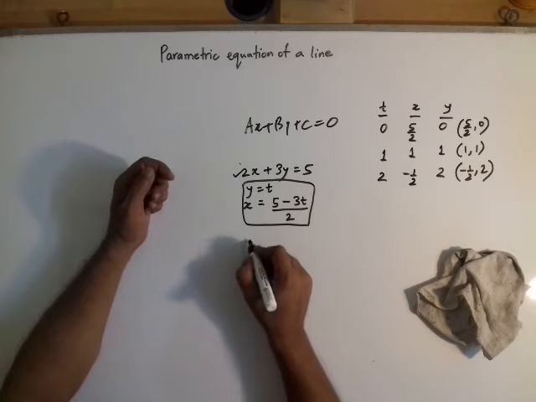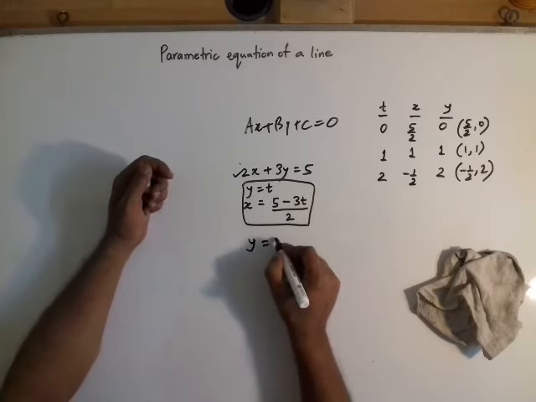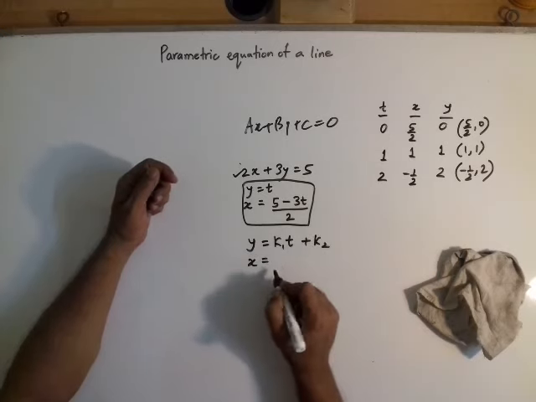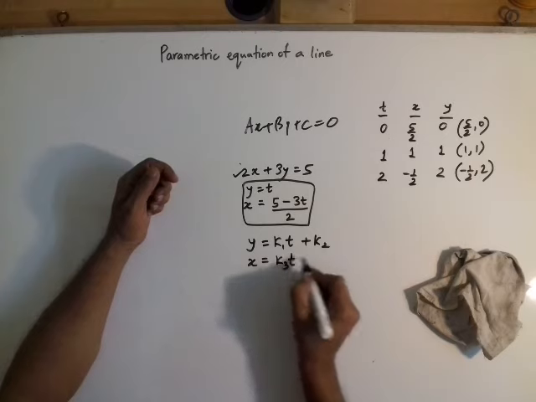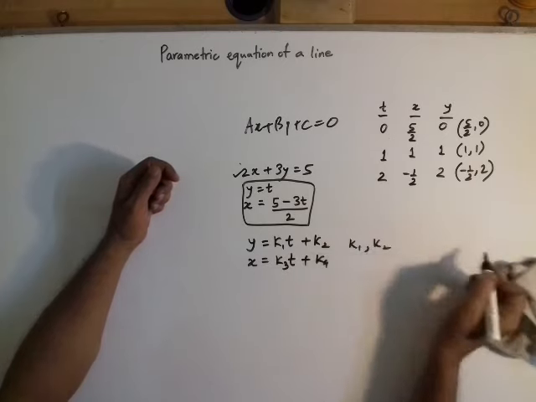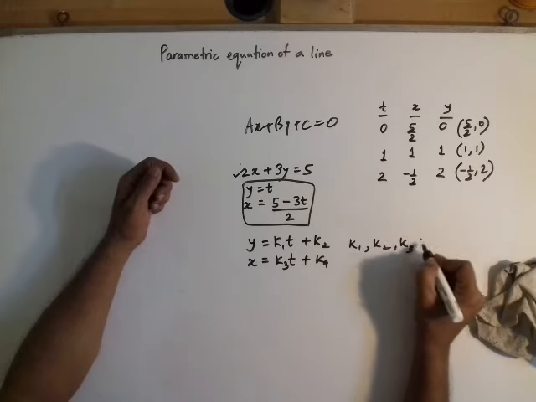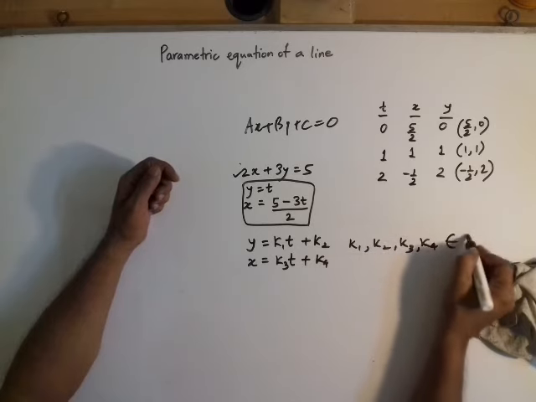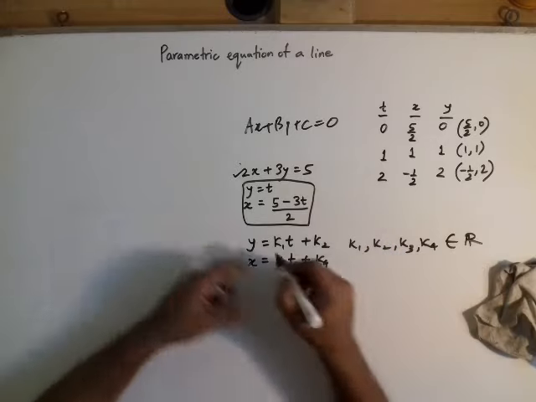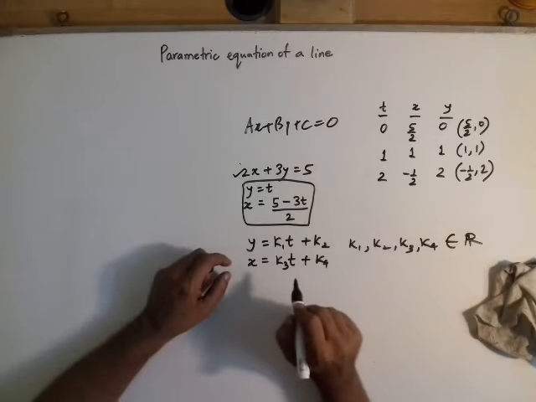Is there a general form for the parametric equation of a line? Yes, I think y is equal to k1t plus k2 and x is equal to k3t plus k4, where k1, k2, k3, k4 are real numbers. I think this should just about give us any line if you do the variations.